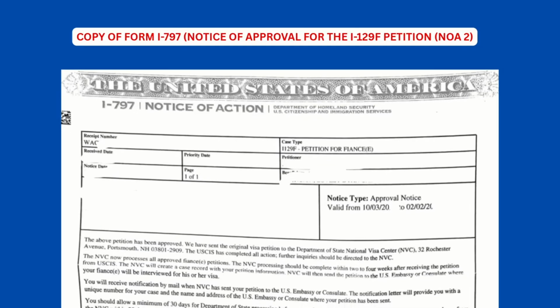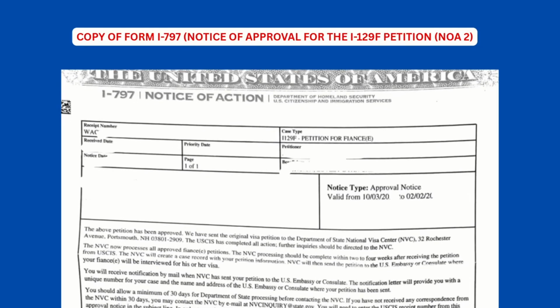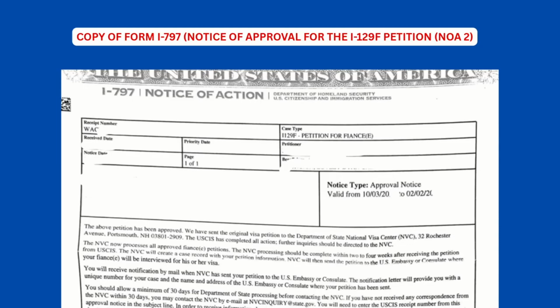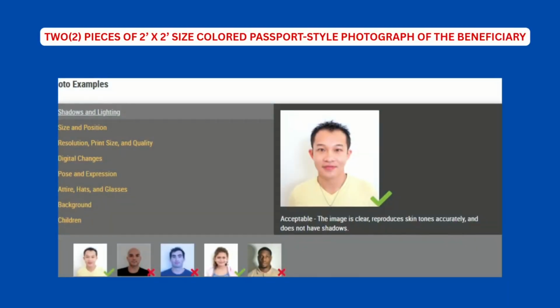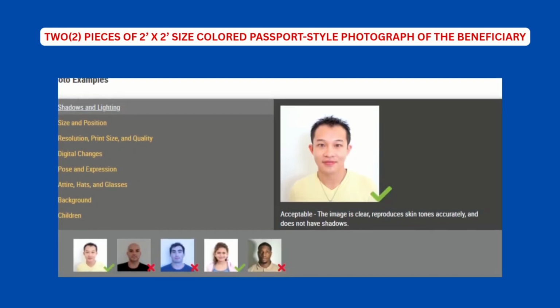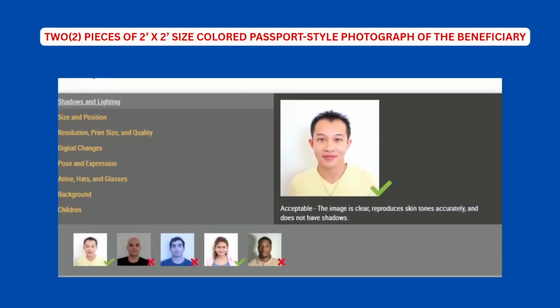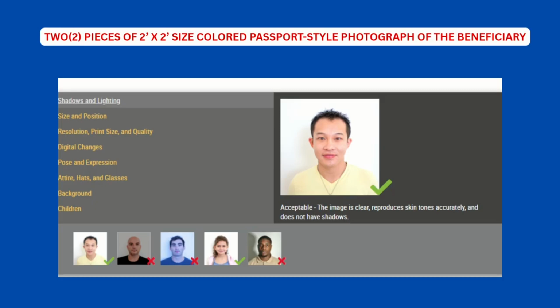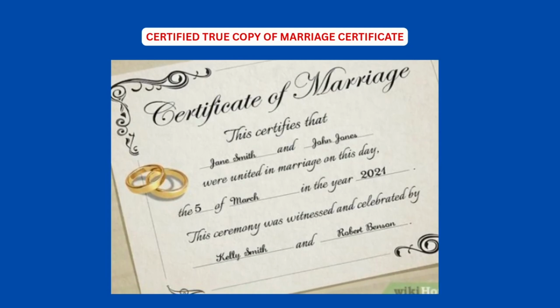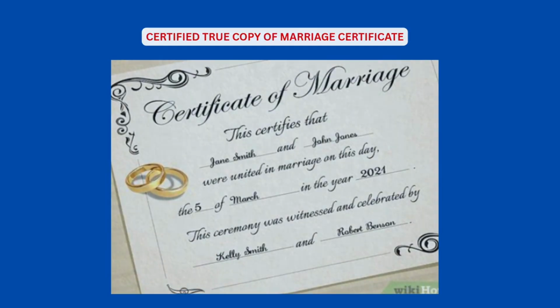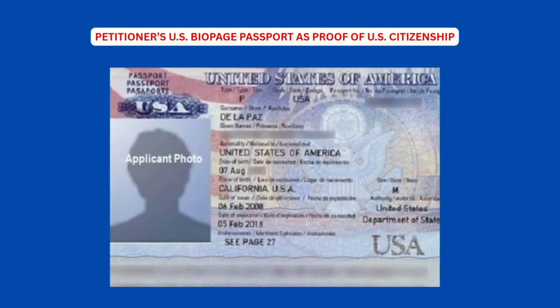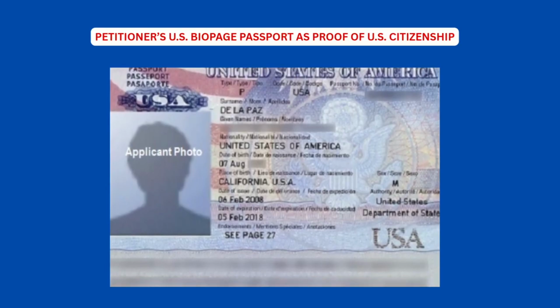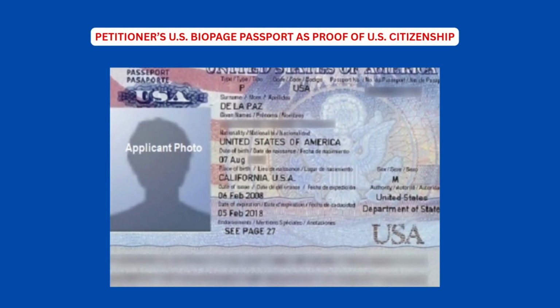Another document that we included in our AOS packet is a copy of Form I-797. This is your NOA. Next, don't forget to include 2 pieces of your 2x2 colored passport style photograph of the beneficiary. You have to write your name at the back and your alien number. Next, we include the certified true copy of our marriage certificate. We also included my petitioner's passport bio page copy as a proof of citizenship.